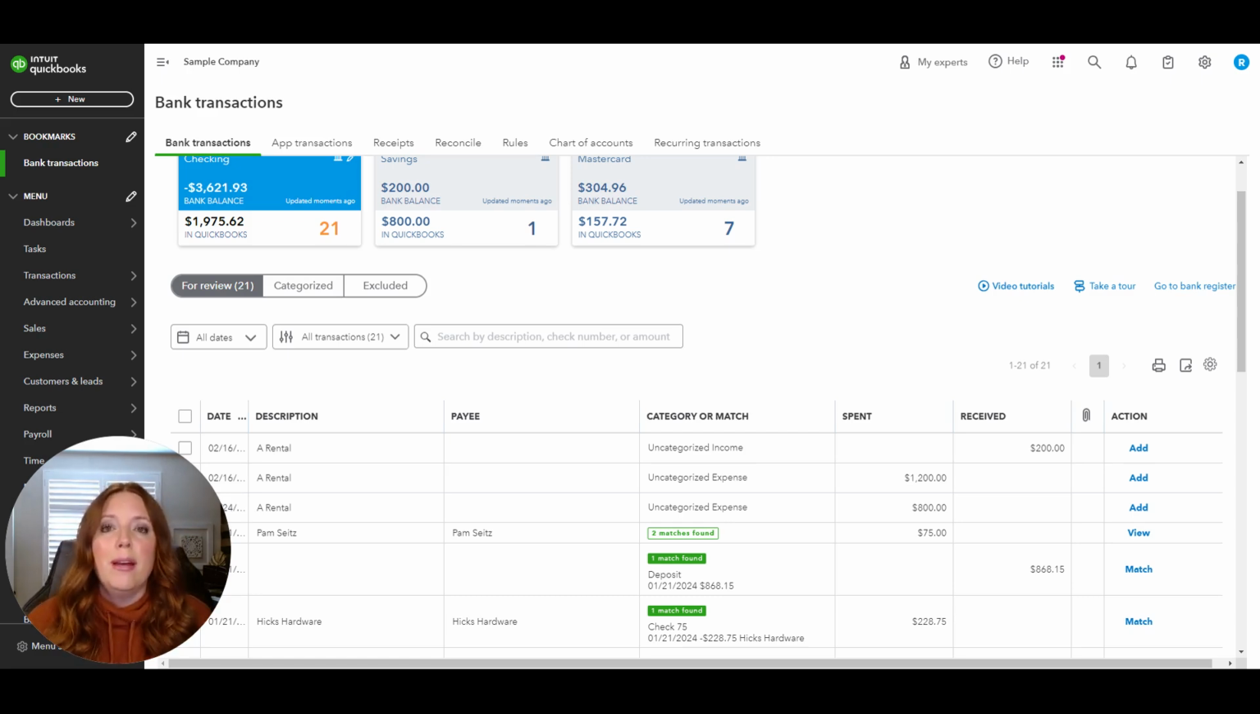So examples would be you paid your insurance and you canceled to move to another insurance, and that insurance company gave you back some money. You get that money back. It's not income. It actually belongs back in insurance.